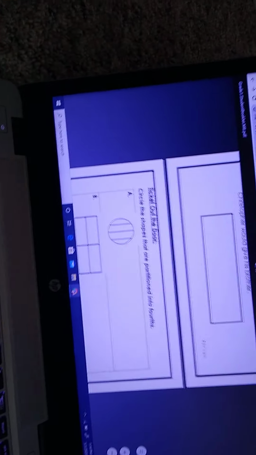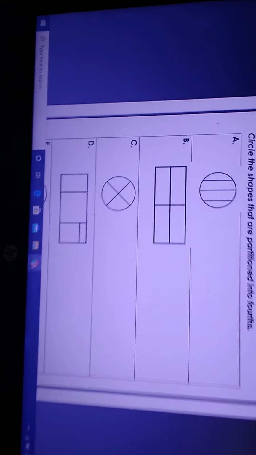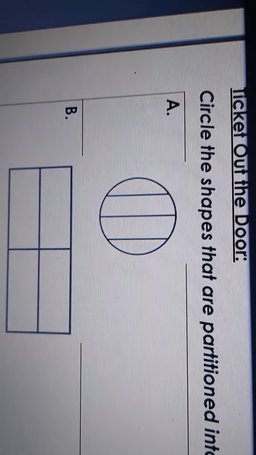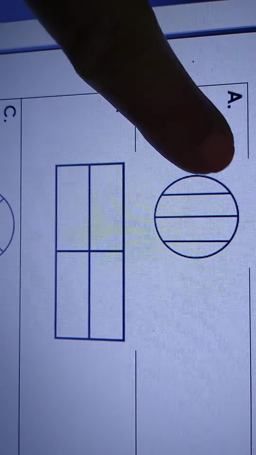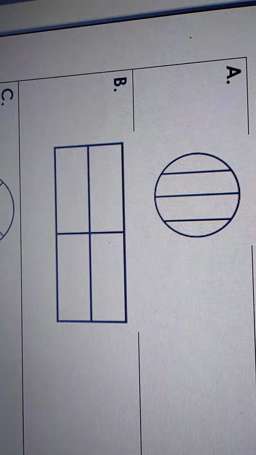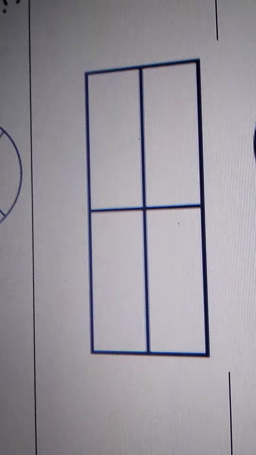Okay, on the next page, it says circle the shapes that are partitioned into fourths. So does it look like that circle has 4 equal parts? Yes or no? Equal means the same. So does this piece look the same as this piece? No, that first piece is smaller, so this is not cut in equal parts. How about the rectangle? Do those pieces look equal? 4 equal parts? Yes, so you would circle that one.